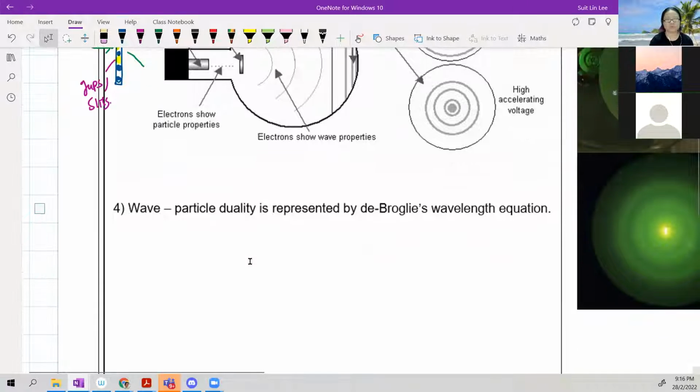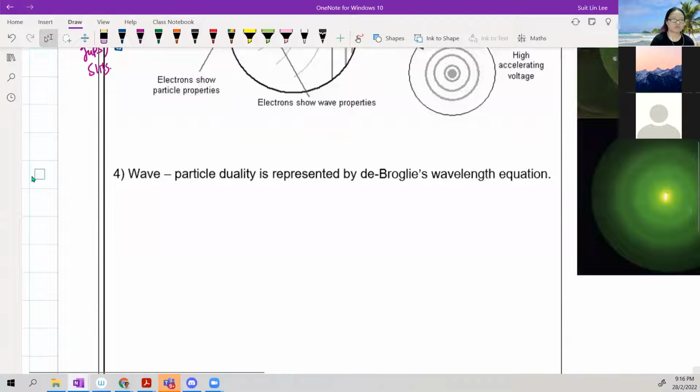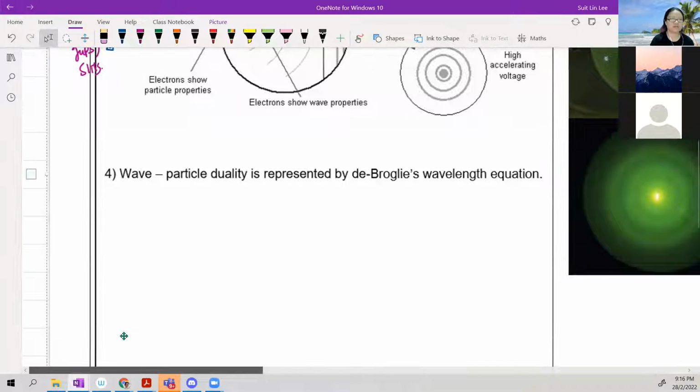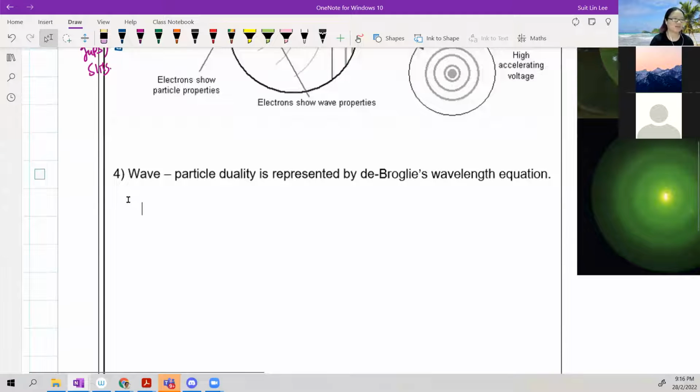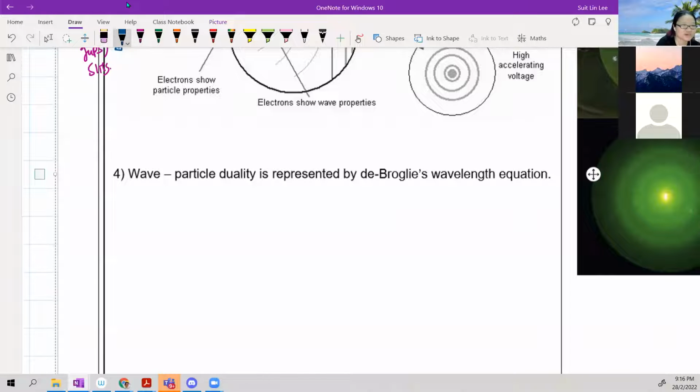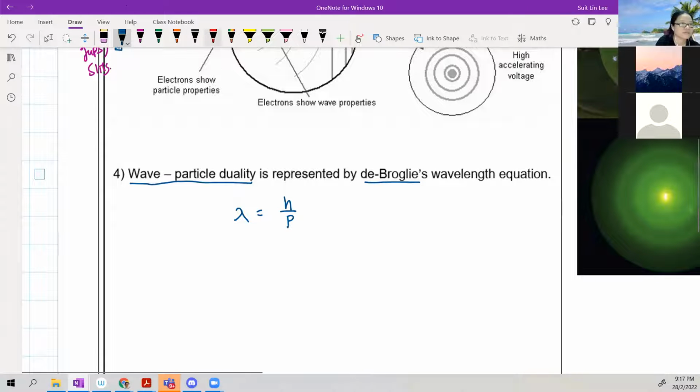We don't derive the equation because the derivation is very long. I told my university lecturer it took like 1 hour to derive the equation. We just use the equation, no need to derive. So we're going to do some calculation involving wave-particle duality by using de Broglie's wavelength equation, where lambda is equal to h over p. Let me define everything for you first.